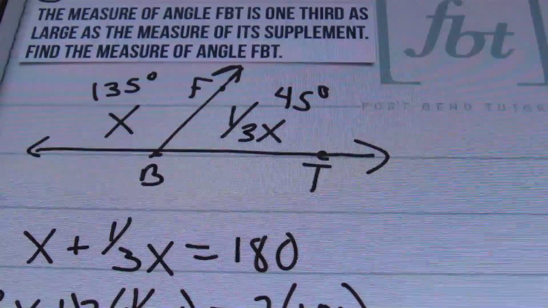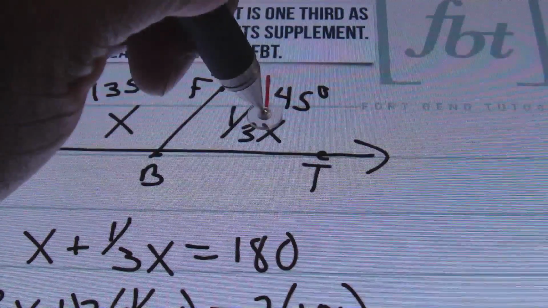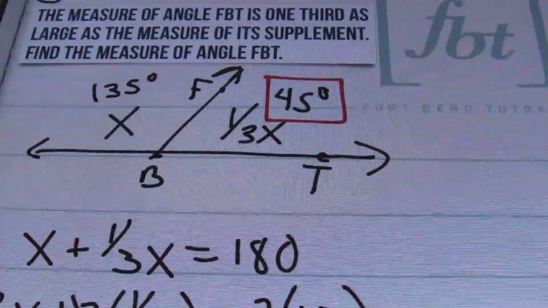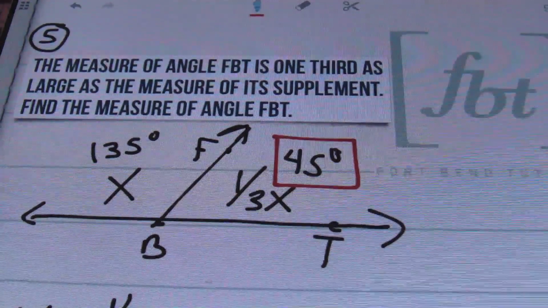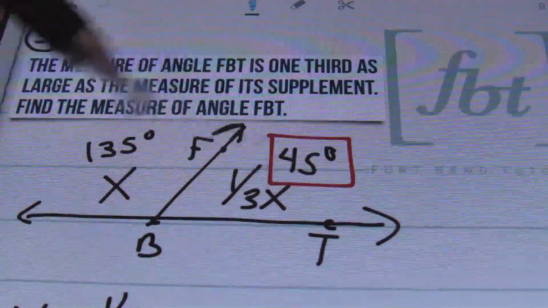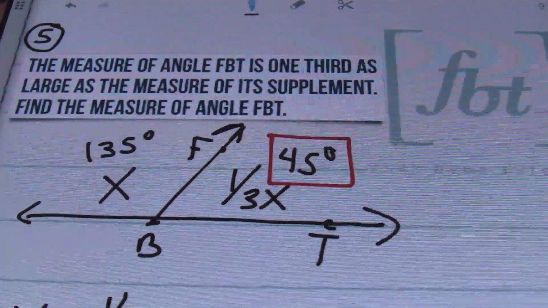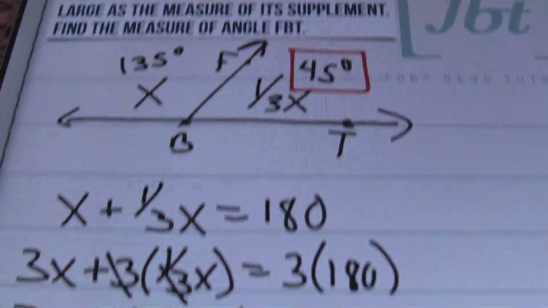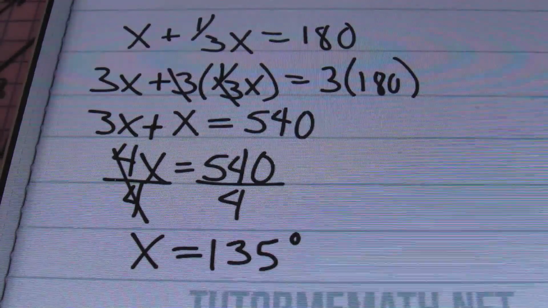All right, so let's go ahead and box that up. 45 degrees is the measurement of angle FBT. Fort Bend Tutoring. All right, so there you have problem number 5, ladies and gentlemen. Just like that. So keep in mind, supplementary angles add up to 180 degrees, and we drew it, we defined our angles, and we solved for it after writing our equation. There it is right there. You were with me.